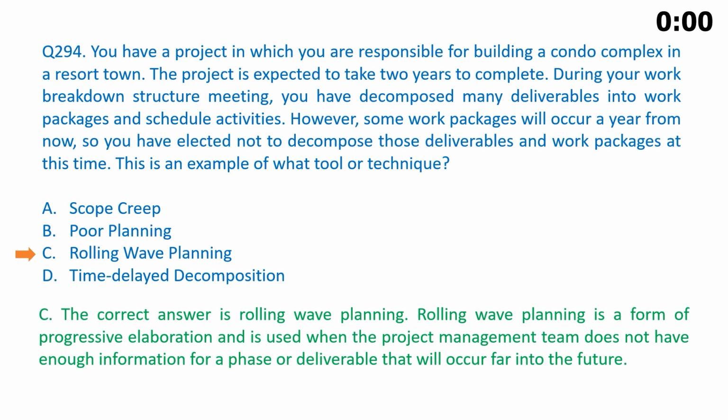The correct answer is C. The correct answer is rolling wave planning. Rolling wave planning is a form of progressive elaboration and is used when the project management team does not have enough information for a phase or deliverable that will occur far into the future.